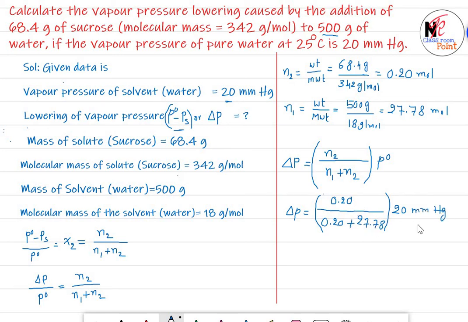Since it is a fraction, moles cancel out. So finally the change of pressure, that is the lowering of vapor pressure, has units of millimeters of mercury. After solving all of these, we get a value approximately equal to 0.142 millimeters of mercury. This much vapor pressure is decreased by the addition of 68.4 grams of sucrose to 500 grams of water at 25 degrees centigrade. So the final answer, we got it.